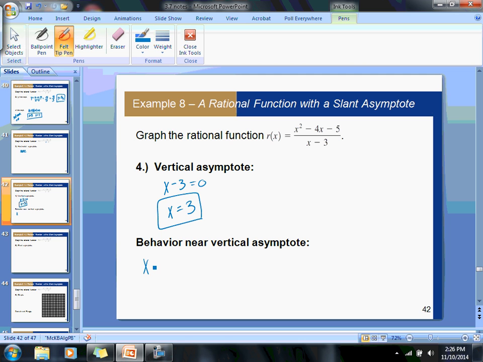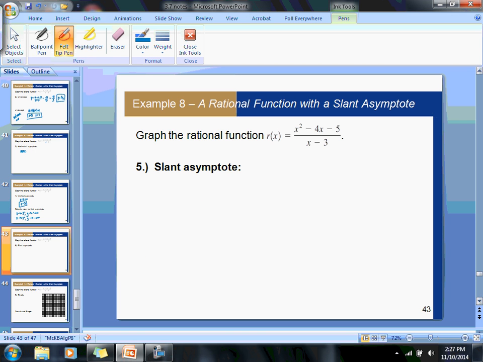But remember, your book is going to say that as you approach 3 from the left, y is going to go towards positive infinity, so you're going to get some positive numbers. And as you approach 3 from the right, y is going to go to negative infinity. That's what the book's going to say. But those are the values that we're going to get when we test a couple of points.